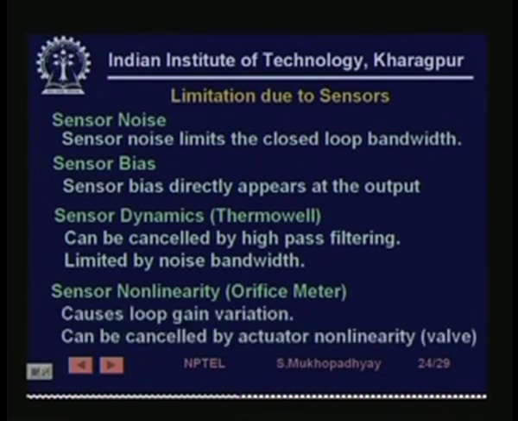Sensor non-linearity: if the sensors are non-linear, for example let us take an orifice meter sensor, it has a square root law in its basic sensing mechanism. So, if you take it as a linear sensor, then the process gain keeps changing depending on where you are operating. If you are operating at 100% flow, then there will be one process gain.